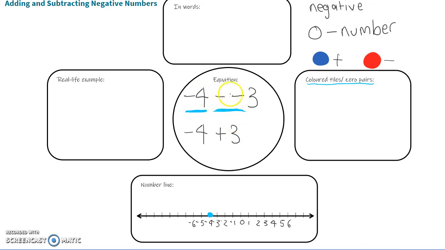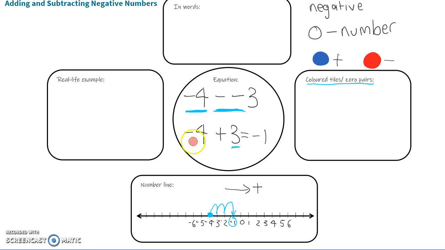And that's your little trick to help you out. Once you've identified that the 2 negatives give you a plus, that makes this a lot easier because then I know I'm plussing. I'm going to go this way. And I'm going to go across by 3. So I'm going to go 1, 2, 3. And that gets me to negative 1. Okay, and let's double check correct with our 0 pairs or our colored tiles as well.